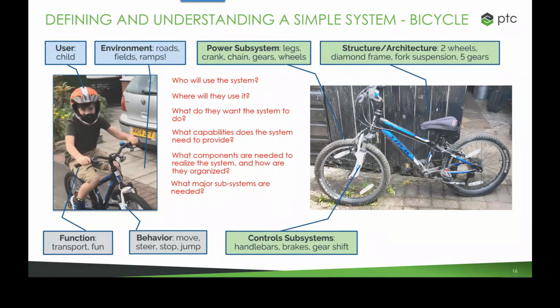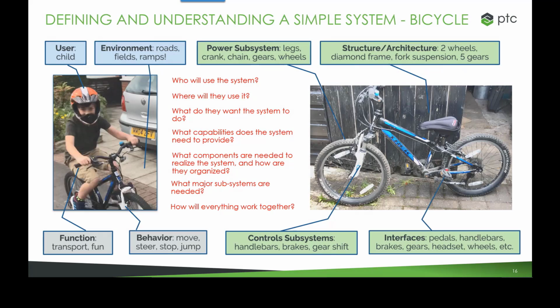The other system we have is the controls subsystem. The handlebars, that allows us to provide the steer behavior. We have brakes that will satisfy the stop behavior. And we have gear shifting as well to help us with move. So we can start to understand and allocate the components and the architecture to the behavior that we need to provide. And finally, how will it all work together?